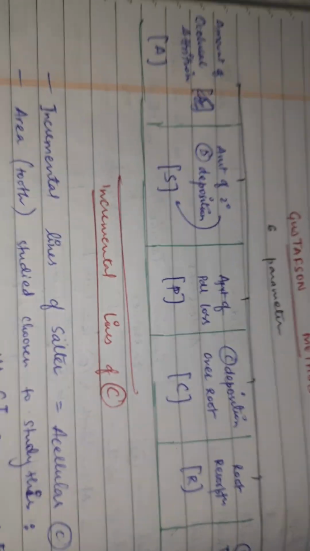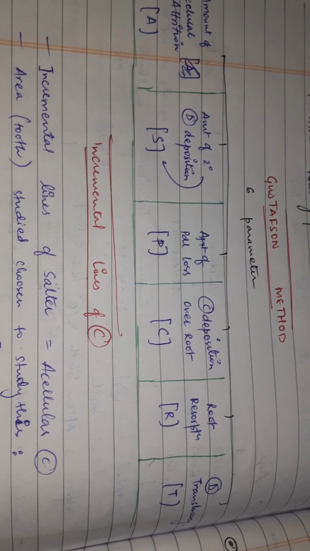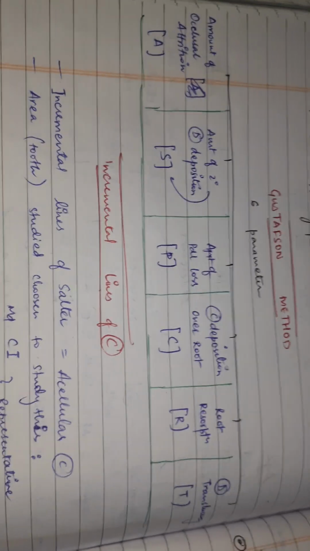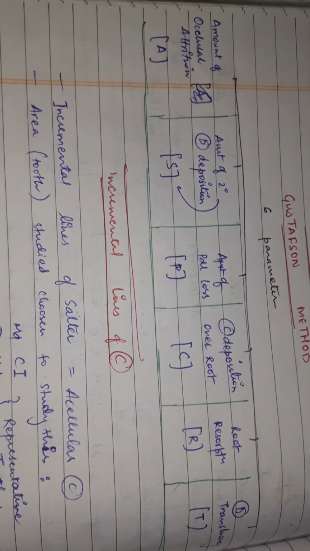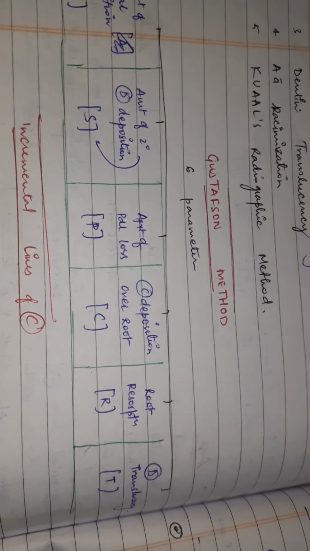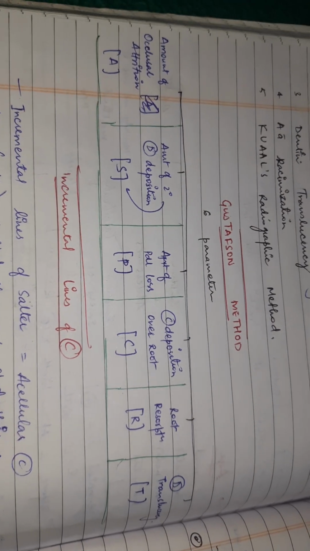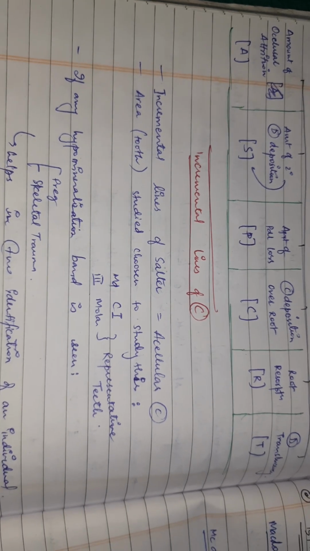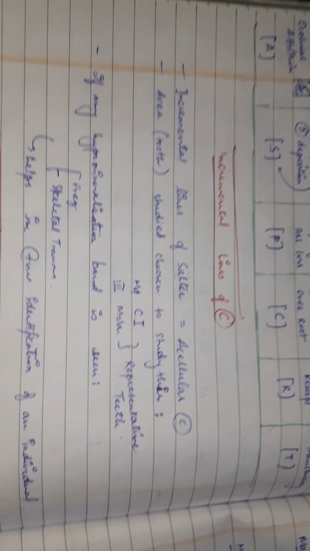If these are all high, it means it is an older tooth. We don't have to go into detail, as it is a need-based study. You can find it online if you need details, or Google it. Now, incremental lines of cementum, incremental lines of Salter, it is also called the acellular cementum area.